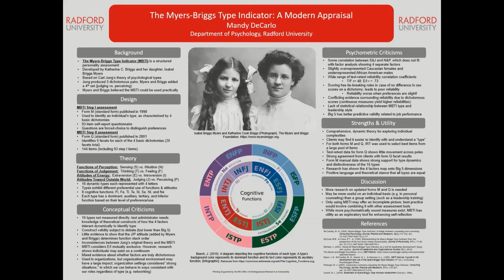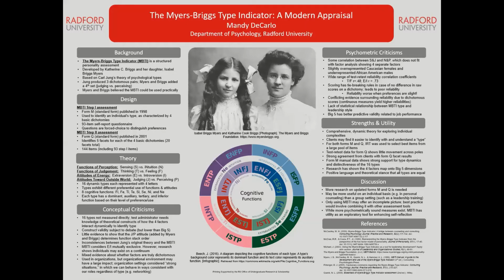So there are overall 16 dynamic types resulting from these combinations, and they're each represented by 4 letters, and each type exhibits a different preferential use of cognitive functions and attitudes. So the theory states that there are 8 different cognitive functions, and each different personality type uses these in a different order of preference. So each type has a dominant cognitive function, an auxiliary cognitive function, a tertiary, and inferior. And this is all based on order of use and preference.